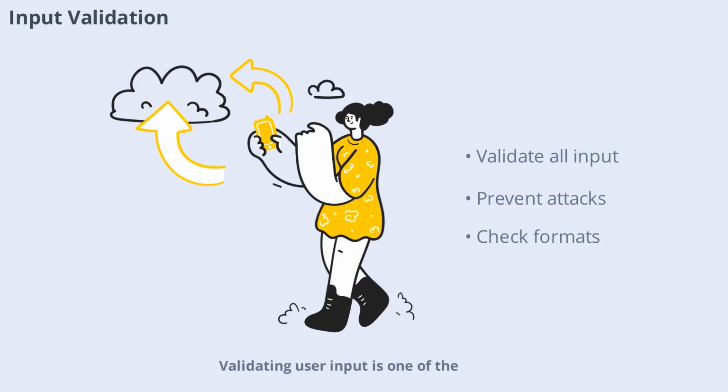Validating user input is one of the first lines of defense against security threats. By ensuring that all data entering your app meets expected formats and constraints, you can prevent common attacks like SQL injection and buffer overflows. Input validation should be performed at every entry point, including forms, APIs, and external data sources. Let's discuss best practices for robust input validation.